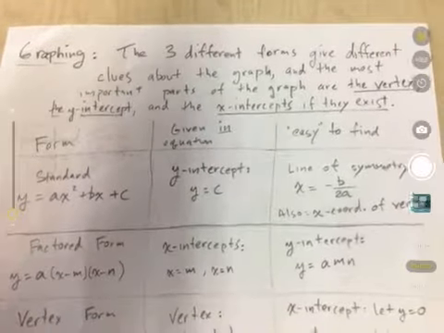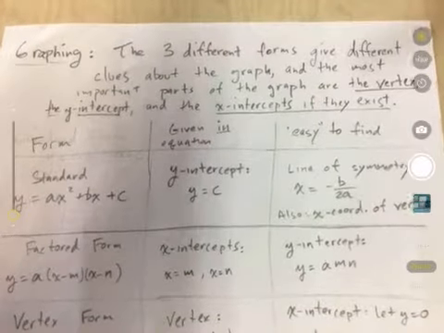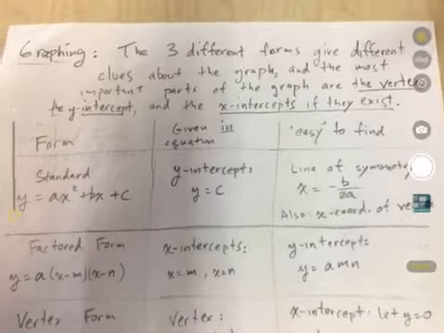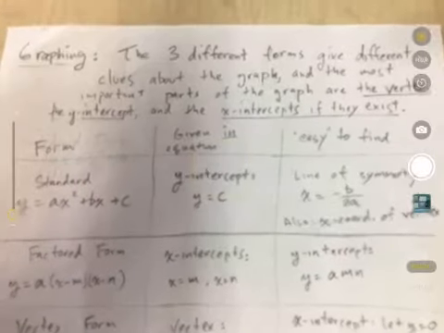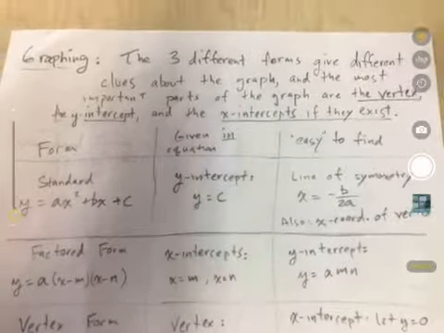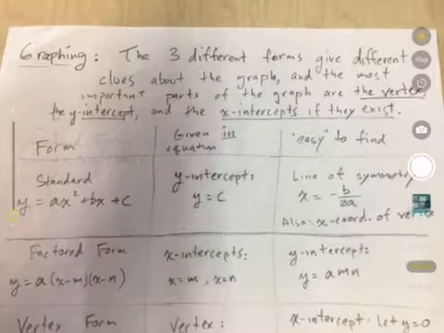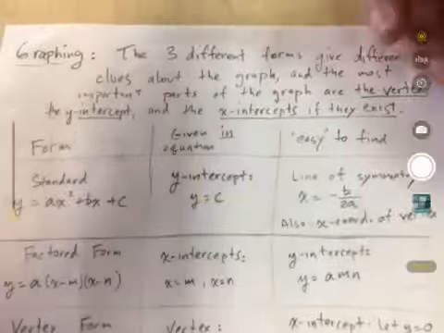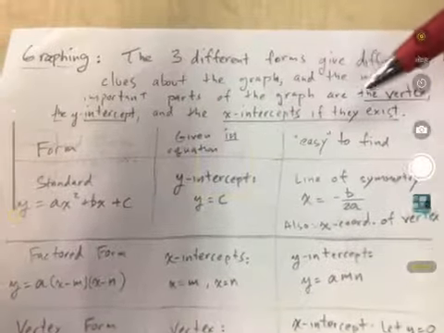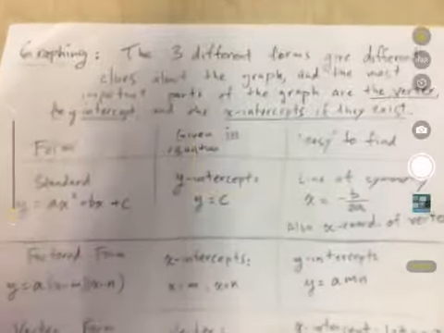For different practical purposes, other points along the curve may be more important for different applications of a quadratic function. But in terms of just getting a graph, getting a visual picture of a quadratic function, those points there, the vertex, the y-intercept, and the x-intercepts, if they exist, are the most important points.